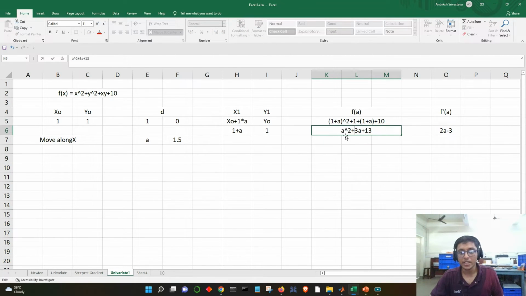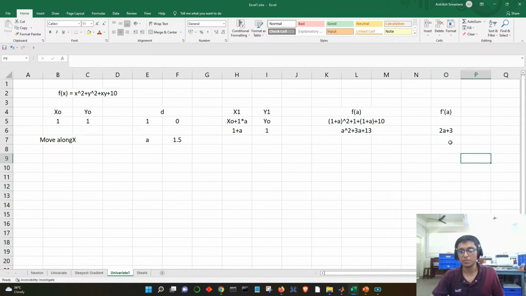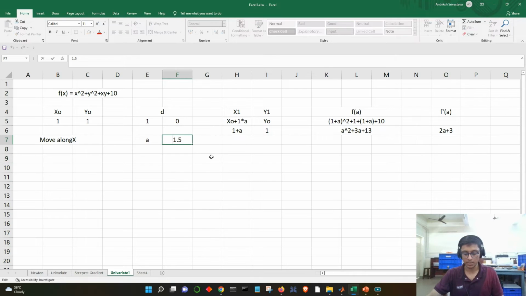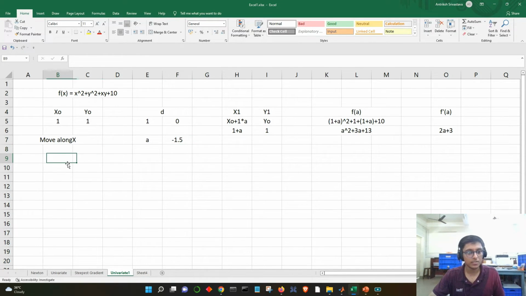It will be a square plus 3a plus 13, right? Nothing else will change. Yes. Okay, we have 2a plus 3, and the value of a will be minus 1.5. So now we have x1 and y1 as 1 minus 1.5, which is minus 0.5, and y is 1.